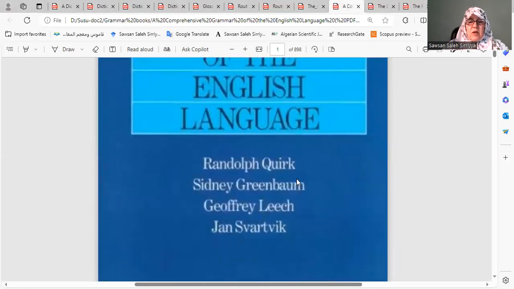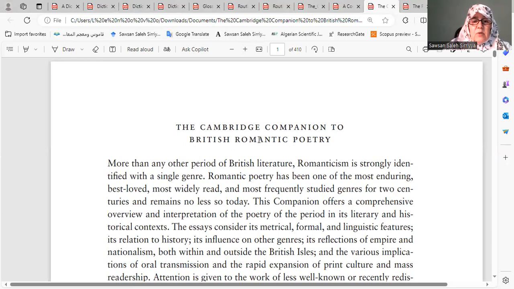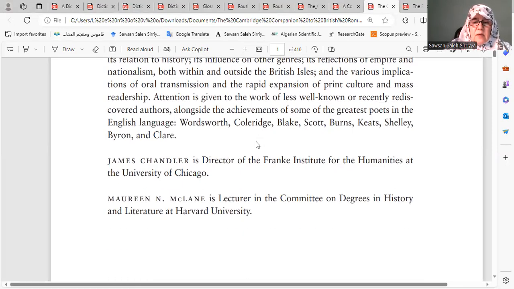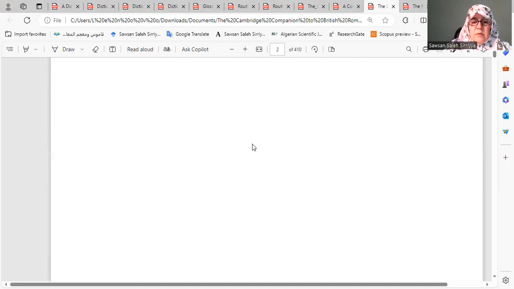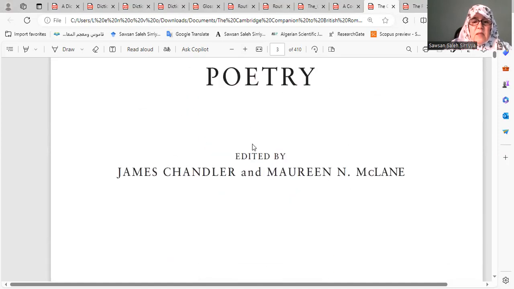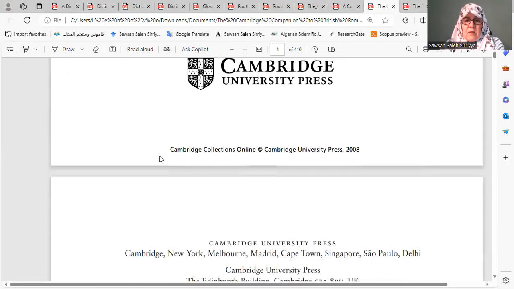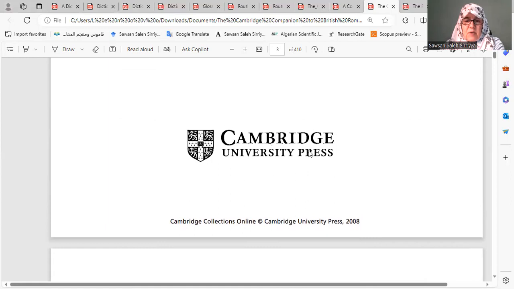Let us look at this book. Here you have 4 authors. You write all their names together. Cambridge Companion. Let me find the title page. It is edited by. So here you don't have author. This is editor. But since it is a companion, again, look here. Let us look if there are others. The publisher is Cambridge University Press. So this is Cambridge.